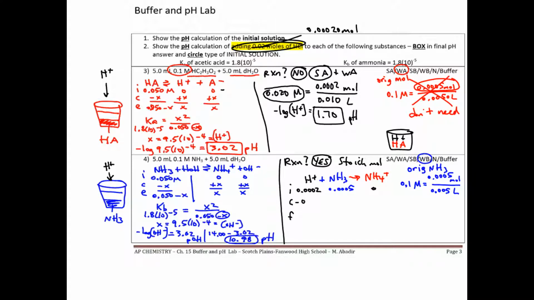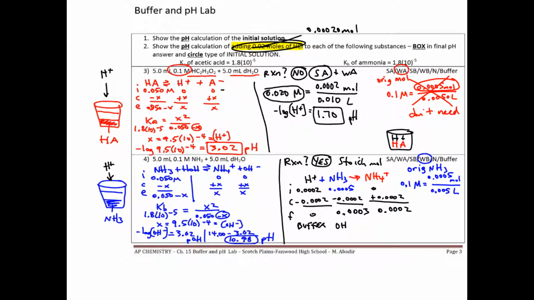So the H plus is going to run out. We're going to make 0.0002 of the ammonium. So that's 0. This is 0.0003, 0.0002. Now look at what you have. You have NH3 and NH4 plus, which constitutes a buffer. So you're going to use the buffer shortcut.